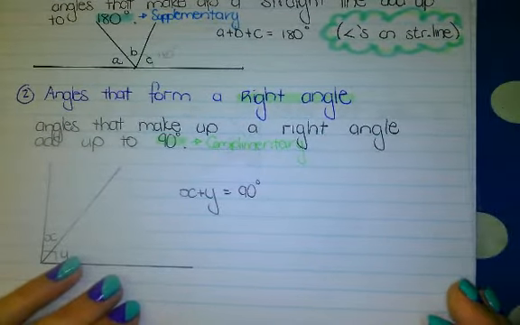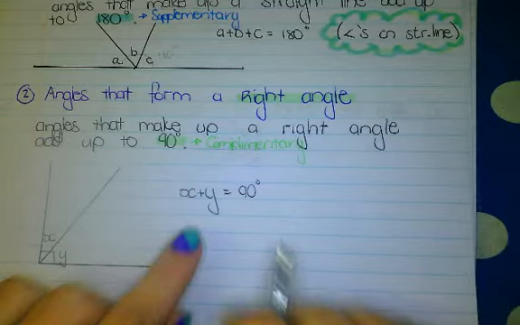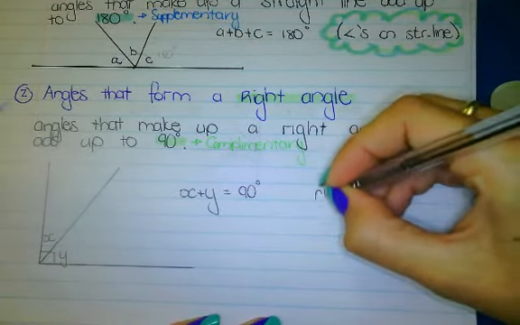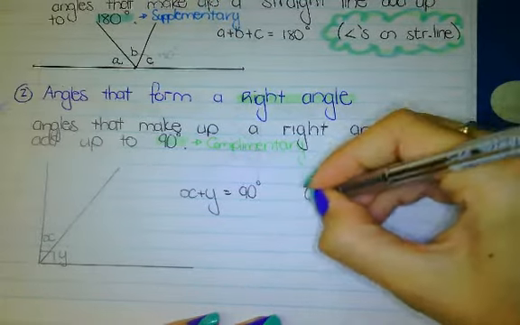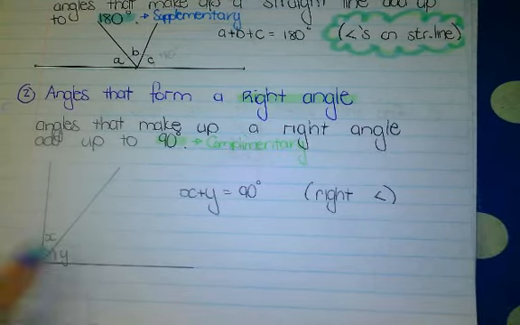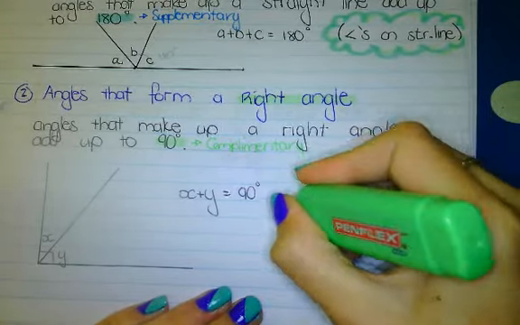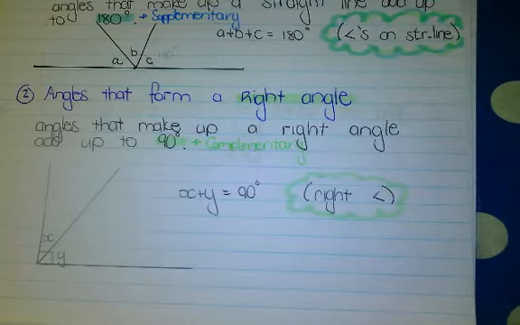And again, we need a reason. I hope that doesn't interfere too much with the audio of the video. I don't know what they are doing outside. So x plus y will add up to 90, and our reason, nice and easy, is right angle. Our angles add up to a right angle. Again, you need to learn this off by heart. Please, you have to know your reasons.